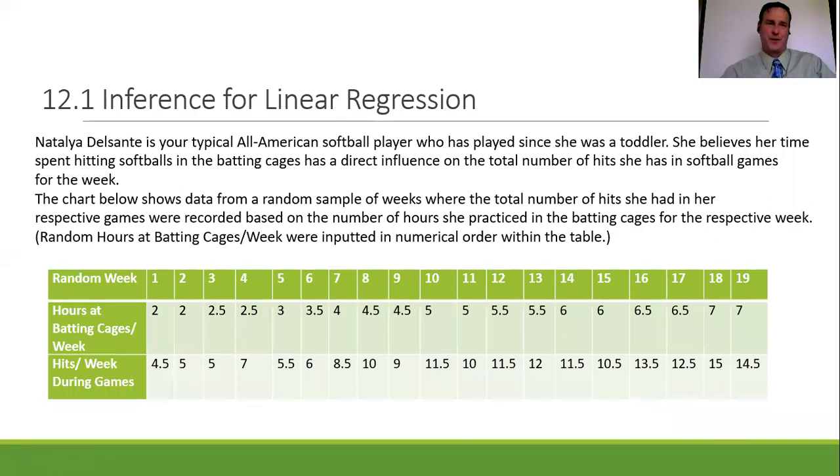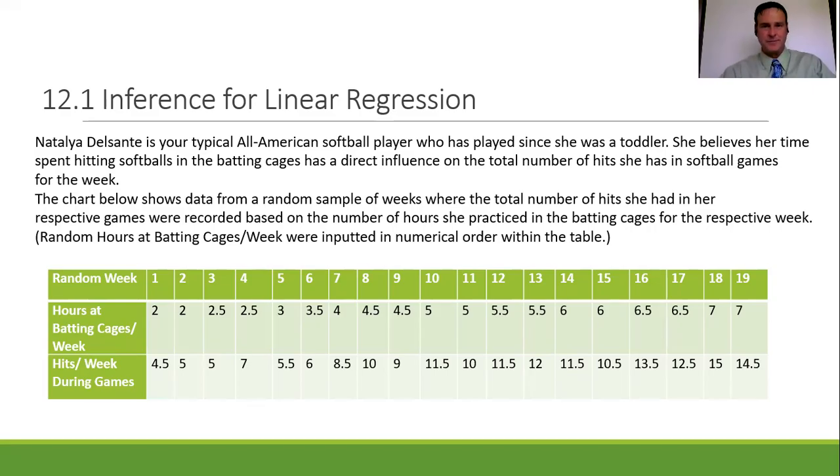All right, so here's the first story problem for you. Natalia Del Sante is your typical All-American softball player who's played softball since she was a toddler. She believes her time spent hitting softballs in the batting cages has a direct influence on the total number of hits she has in her softball games for the respective week. The chart below shows data from random samples of weeks where the total number of hits she had in her respective games were recorded based on the number of hours she practiced in the batting cages for the respective week. Random hours of batting cage time per week were inputted in numerical order within this table.